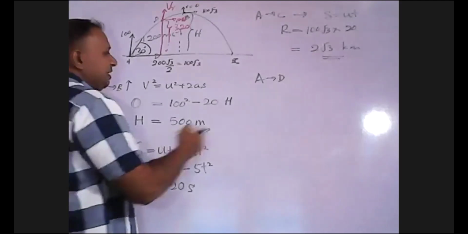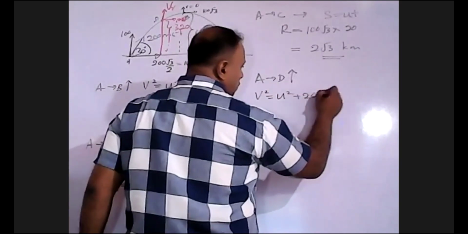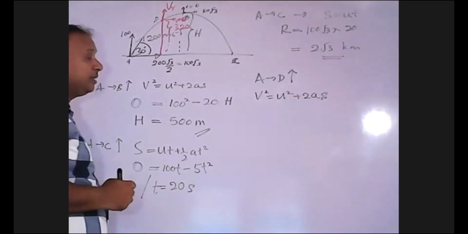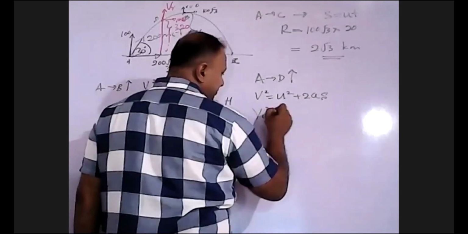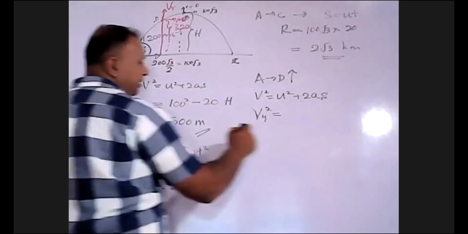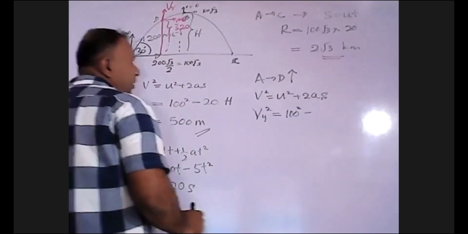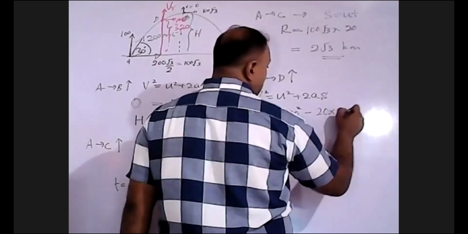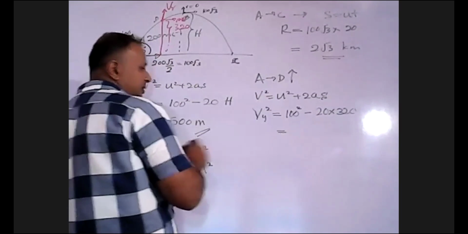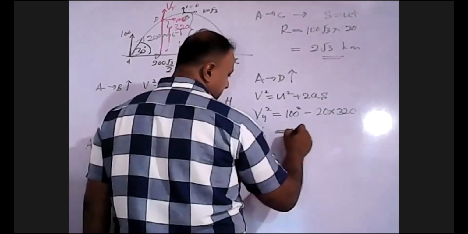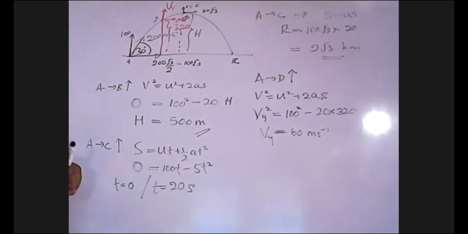Okay. Therefore, a to d in the vertical direction, v squared equals u squared plus 2as. Vy squared equals uy squared, which is 100 squared, minus 2as. 2as means 20 into 320. That means 60. Therefore, Vy is equal to 60 m s minus 1.